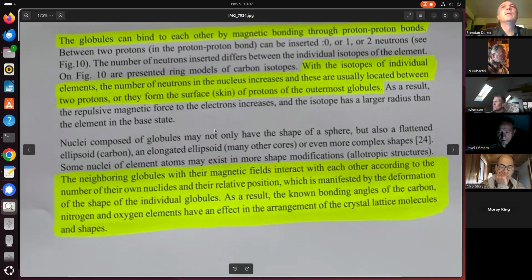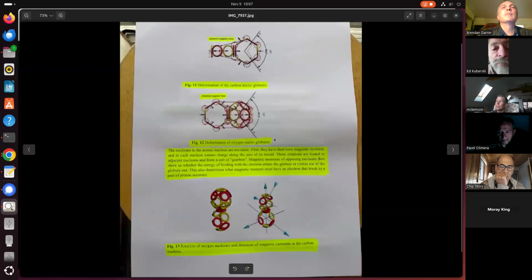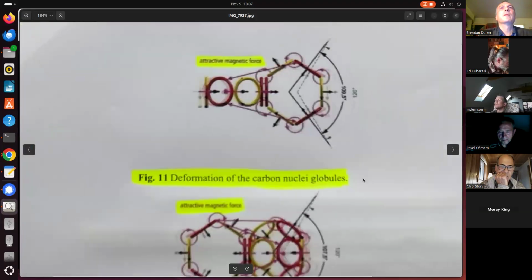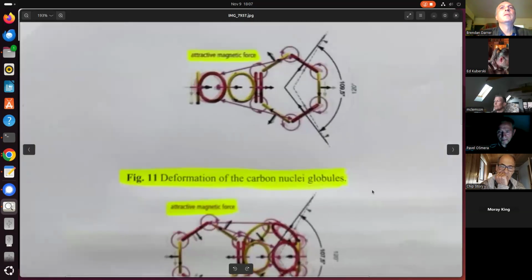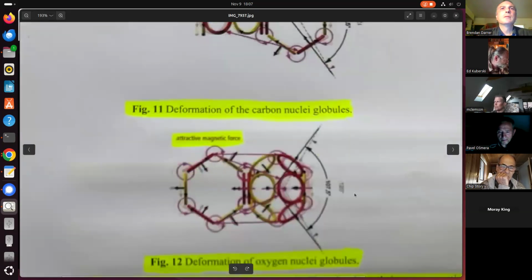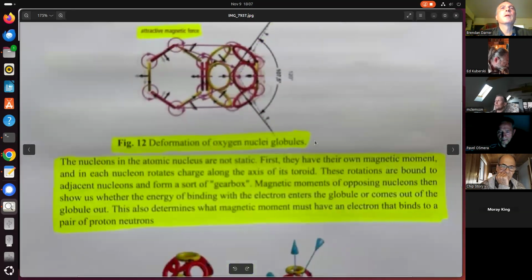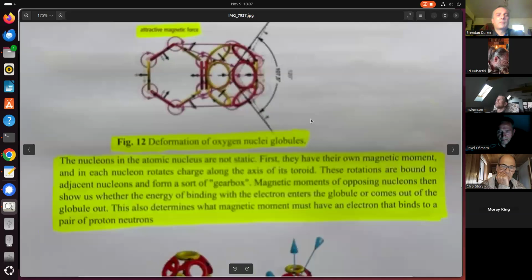Let me go to the next page. We've got his models of the deformation of carbon nuclei. Deformation of carbon nuclei globules is the first, figure 11. And then deformation of oxygen nuclei globules in figure 12.